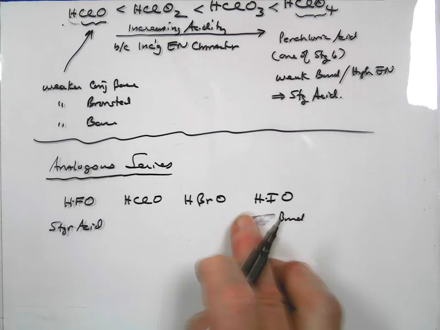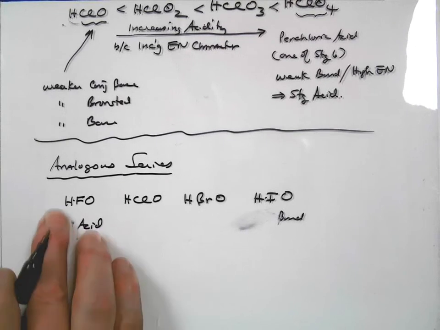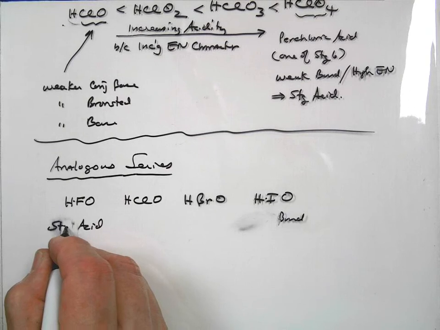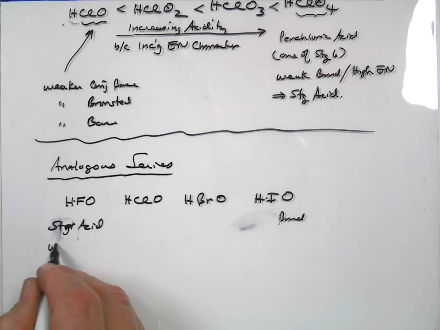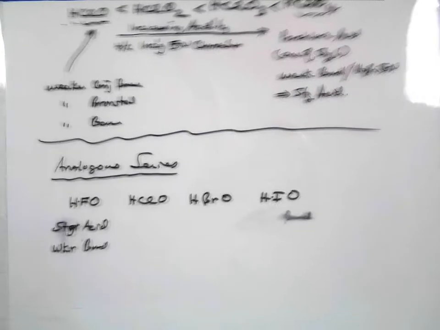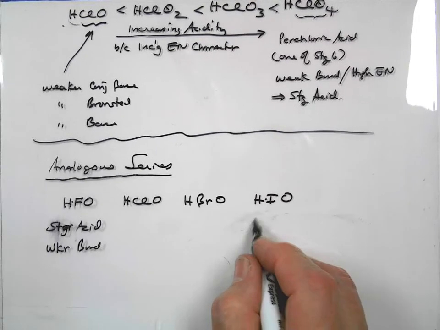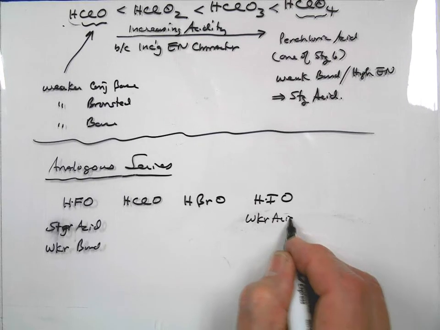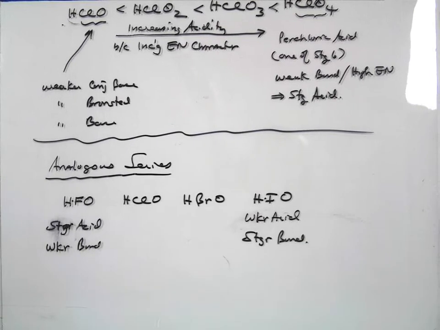weaker bond, sorry. Wait a minute, I'm getting it backwards. Come on, JP. Stronger acid, weaker bond. I'll get my brain gear in a minute, guys. Hang on. Sorry.